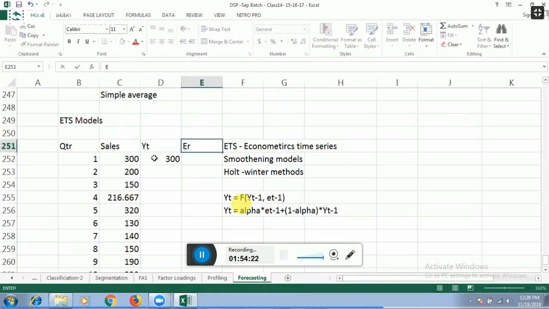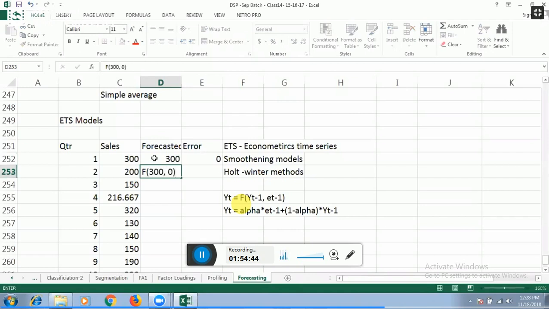So this is your forecasted value, for example, and your error is in the beginning. What is your error? 0. Then this value is a function of this 300 and 0.